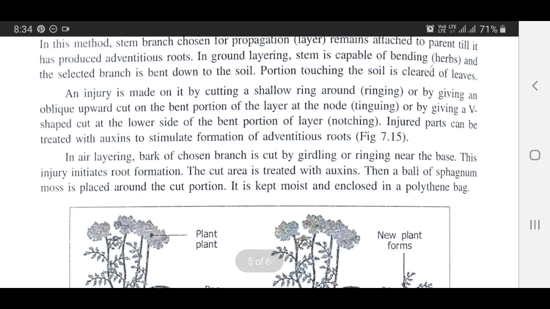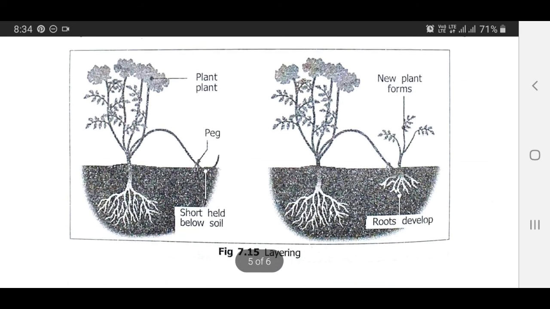In air layering, the bark of the chosen branch is cut by girdling or ringing near the base. This injury initiates root formation. The cut area is treated with root promoting substances like auxins. Then a ball of sphagnum moss is placed around the cut portion. It is kept moist and enclosed in a polythene bag.